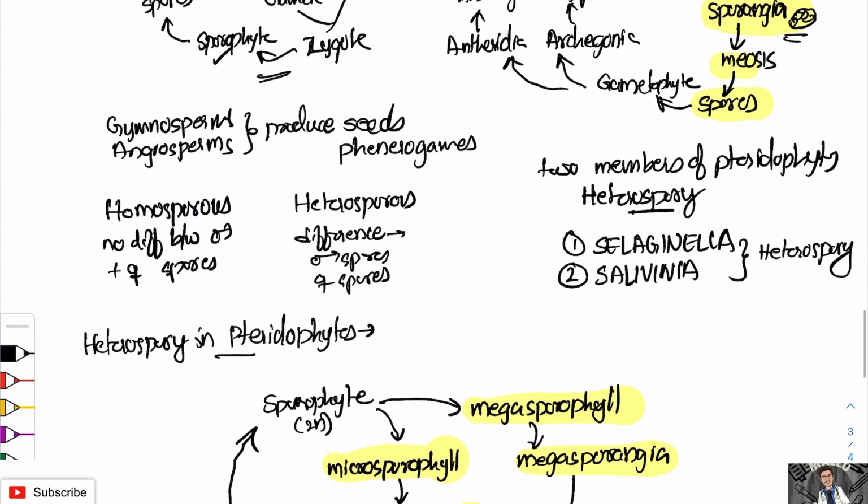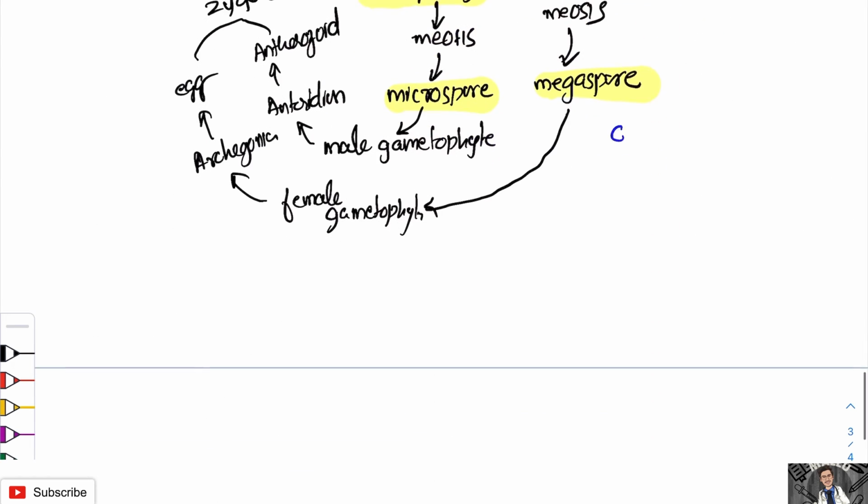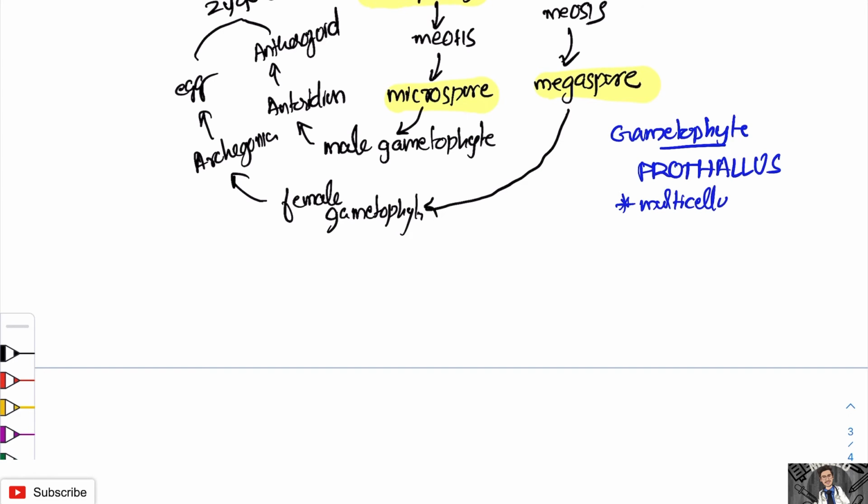But here we have a difference, a speciality in case of the gametophyte of sporophyte. I'll tell you. See, the gametophyte of sporophyte is somewhat special. We call it by the name prothallus. And the features of prothallus are that they are multicellular, they are independent from the sporophytic generation or the sporophytic phase, and they are heart shaped. So with that, we complete the life cycle of pteridophyte.